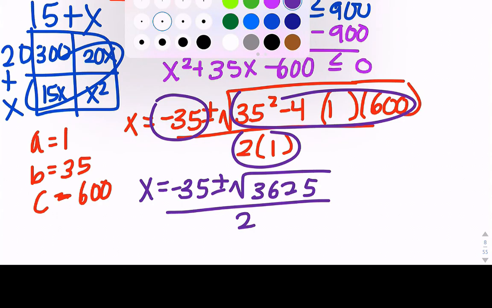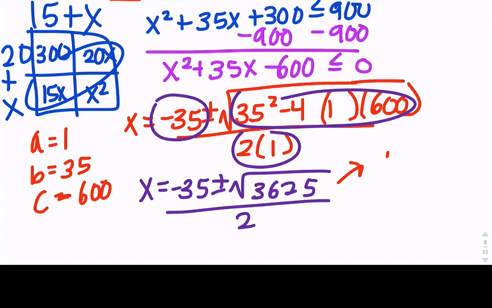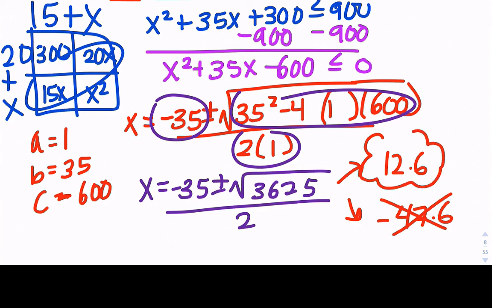Now we can type it into the calculator, and we get about 12.6 and negative 47.6. Obviously the negative is not going to work, so here's our answer. We can increase the length and the width by 12.6. So that's how much we can increase it by.